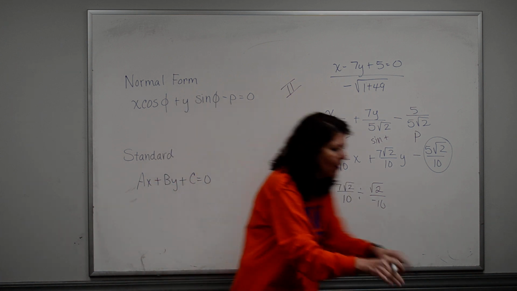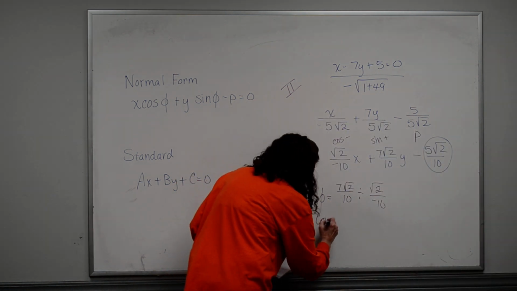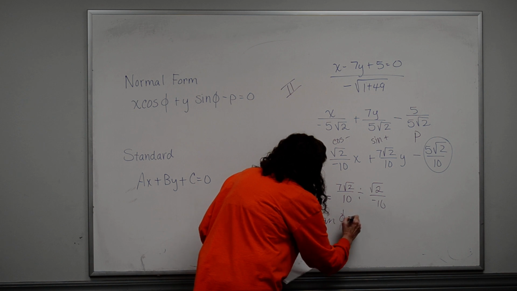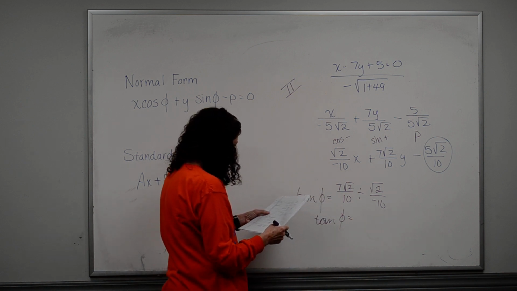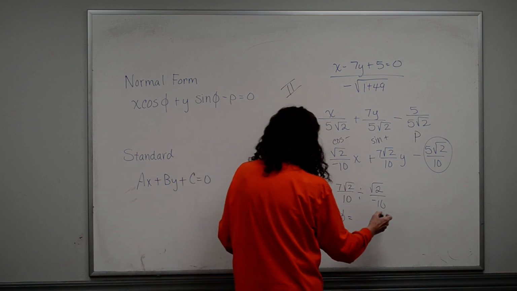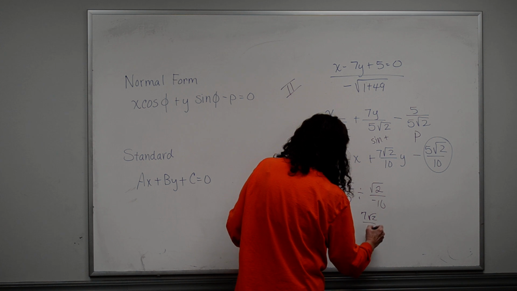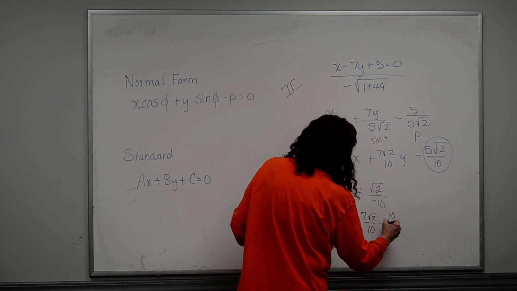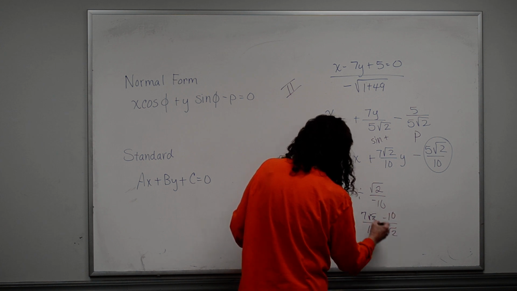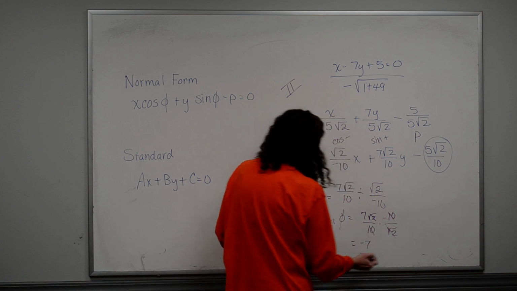So when you invert and multiply, you're going to get the tangent of phi is equal to, let's see, those are going to cancel out, so you're going to have 7 on the square root of 2 over 10 times negative 10 and the square root of 2, so those are going to go. So you're literally going to get negative 7.